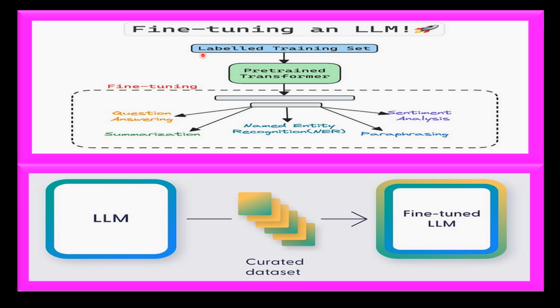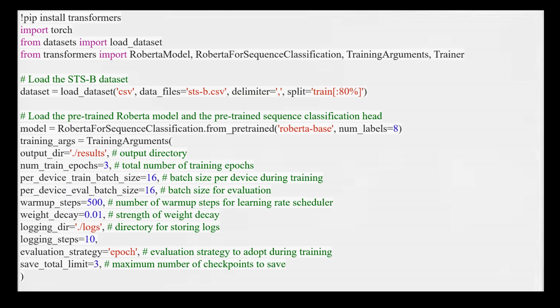To summarize this, we can say fine-tuning a large language model is a process of adapting a pre-trained model to perform a specific task by training it on a smaller task-specific dataset. This allows you to leverage the general understanding of language learned during pre-training and improve the model's performance on the desired NLP task. Then let's understand it better using Python code.